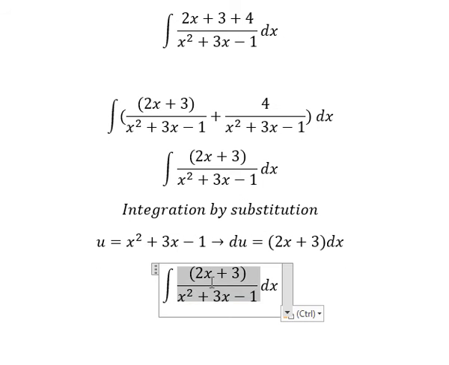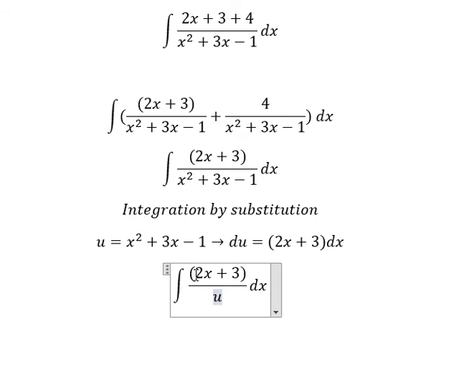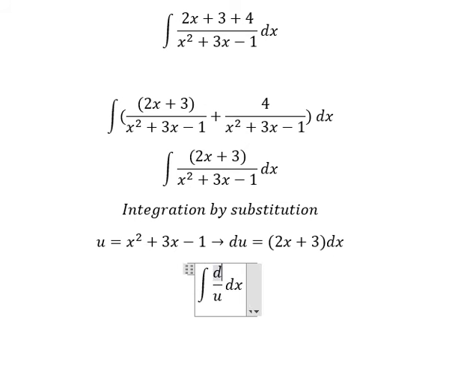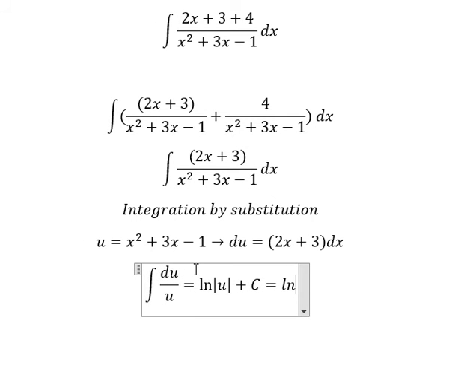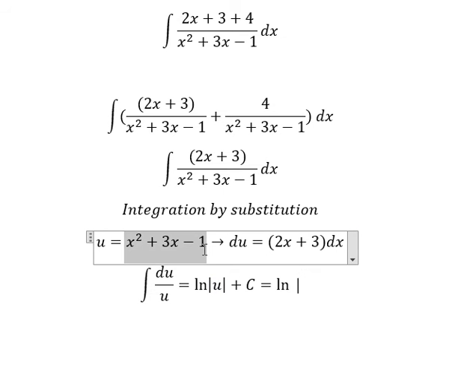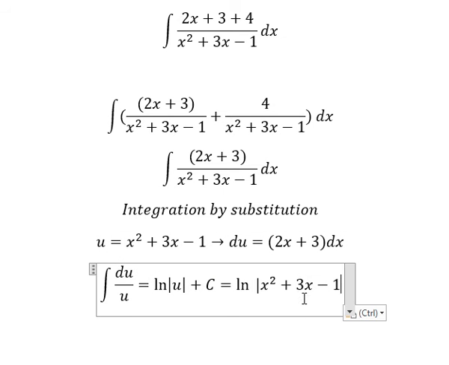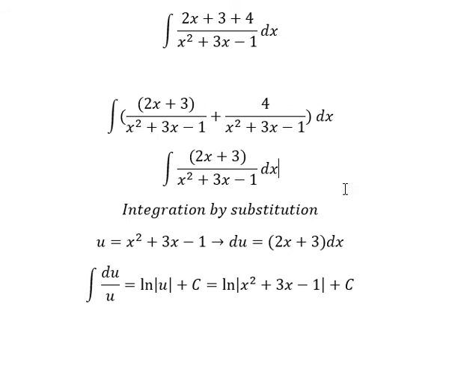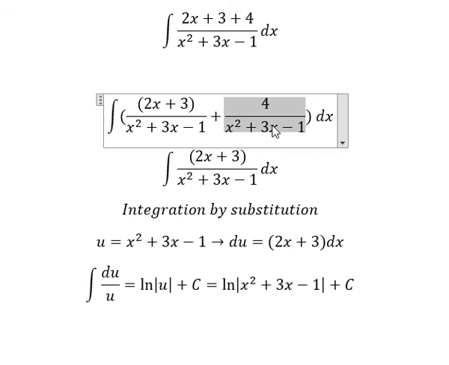So this one we change for u. 2x plus number 3 dx we change for du. The integration of this one that is about Ln of the absolute value of u, and I will put c. About u that is about this one. Now we need to focus on this one.